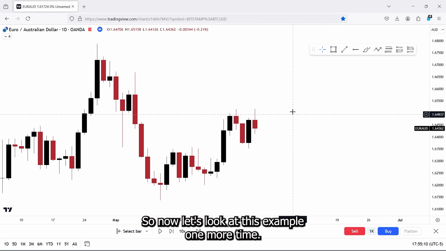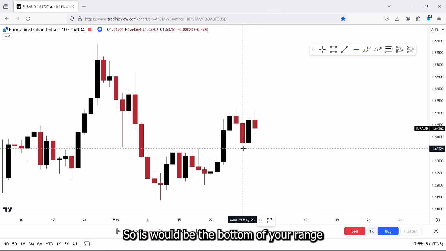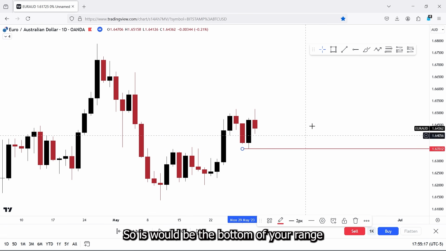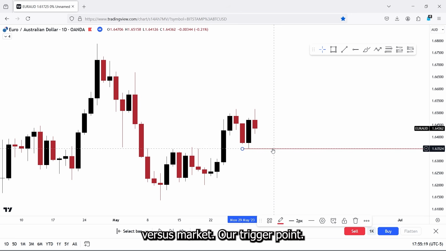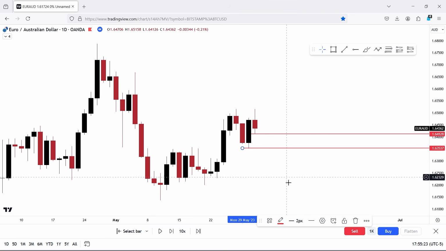So now let's look at this example one more time, but now let's use our double scoop entry model. So this would be the bottom of your range. First, let's mark up our trigger point. So this will be our trigger point. This will be the bottom of the range.